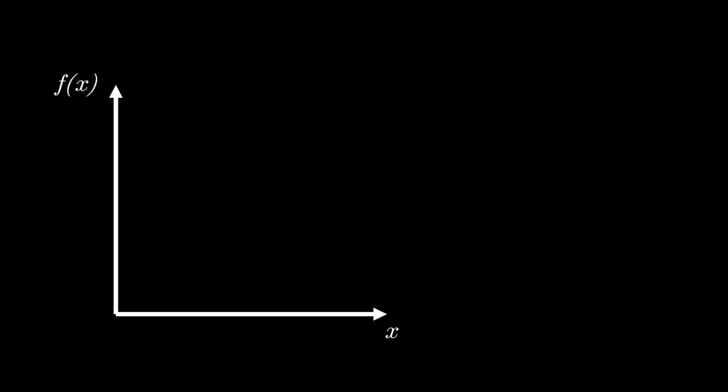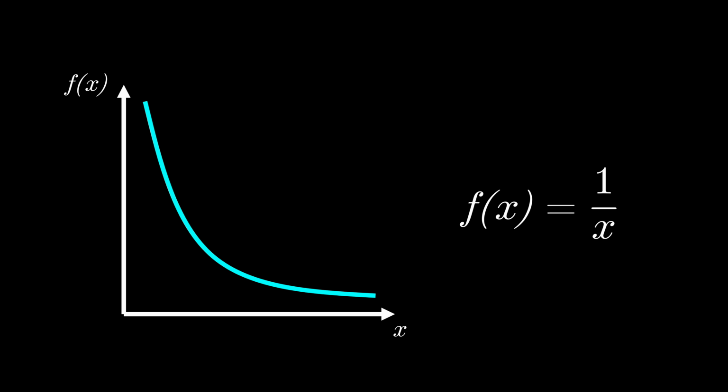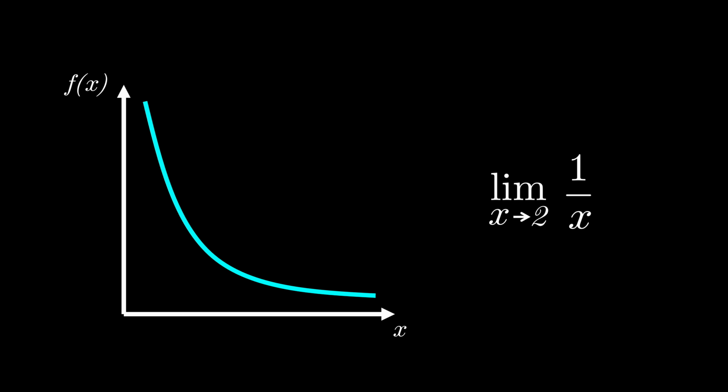In everyday algebra, we plug a number into a function and get an output. For example, if f of x equals 1 divided by x, then when x equals 2, f of x equals 1/2. A limit asks, as x gets closer and closer to 2, what does f of x get closer and closer to? For this function, the answer is also 1/2, but the shift in focus matters.